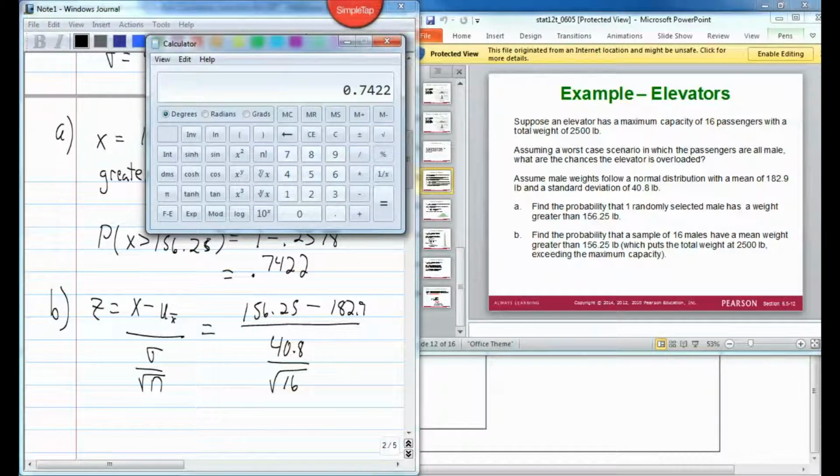So what I would do, if you want to use the Windows calculator, you can just put that in parentheses, 156.25 minus 182.9, close parentheses, divided by, then I would open parentheses, 40.8 divided by 4. Now you could put in square root or whatever. I'm going to close the parentheses, so you see I'm subtracting up top and then I'm dividing by something. And that gives me a z-score of negative 2.61.